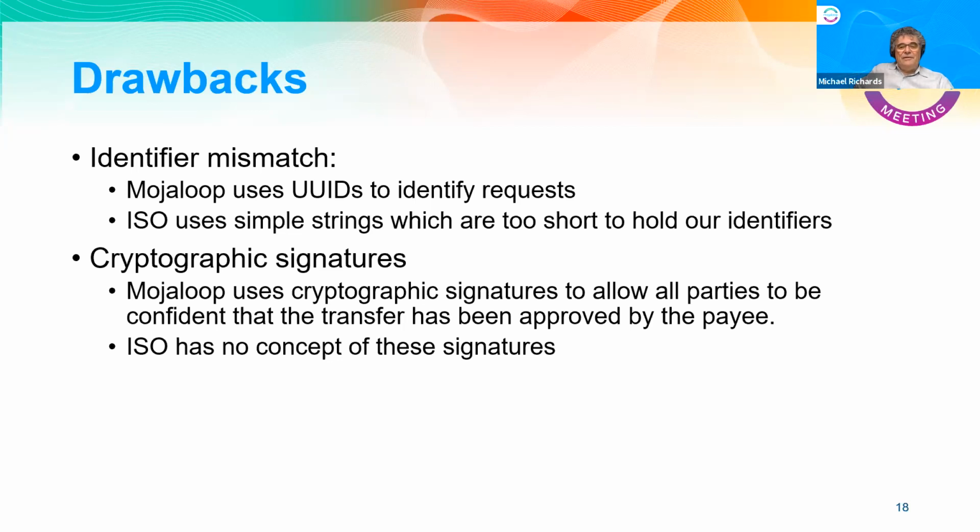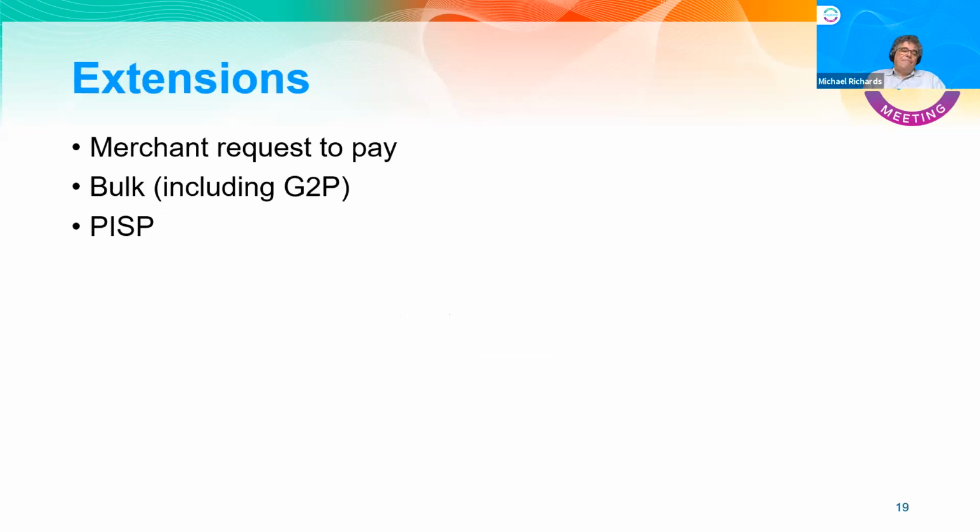Okay, so the next thing we want to think about is how can we extend the system from a simple transfer? Now, we definitely currently do merchant request to pay. Fortunately, as I said before, the pain.013 message, the one that we're proposing to return from the payee DFSP saying, yes, please go ahead with this transfer, is, we think, essentially equivalent to a request to pay. And we think that it would therefore be possible to use that as a way of doing request to pay. So we are kind of okay about that.